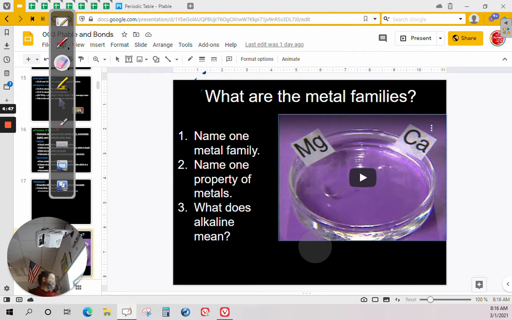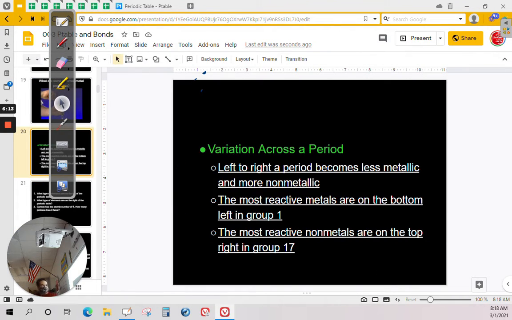Okay. They showed that some of the metals, you put them in water, they fizz and produce hydrogen gas. So what happened? A chemical change, a chemical reaction. So they're reactive. Most of them are shiny, so they have metallic luster. That's a physical property. And alkali means basic. Alright, so go ahead and copy these 3 down.